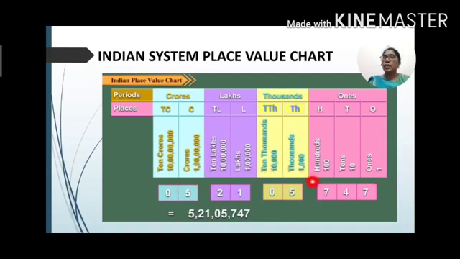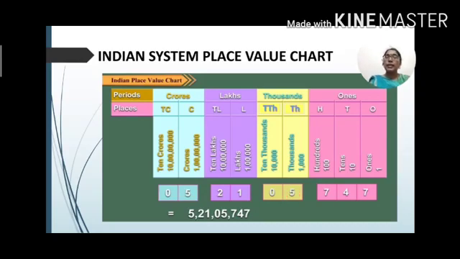This is clear, children, up to the Indian system place value chart. You have ones period, thousands, lakhs, crores. But here only under ones period you have 3 places, children. Under all the remaining periods you have only 2 places. Is it clear up to this? Here they have given one example. These examples we will see in more detail in the next slides, children. But you have understood the Indian system place value chart, right?